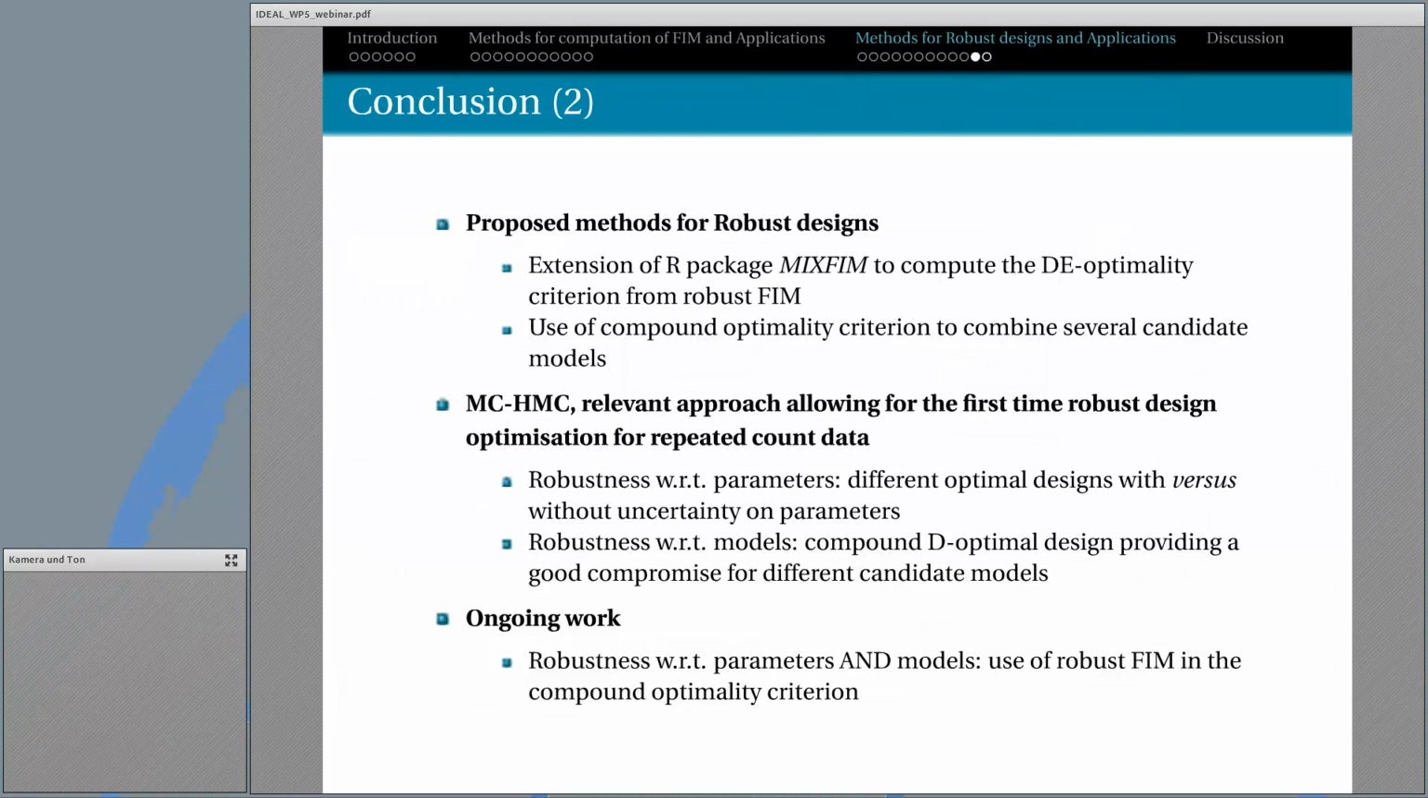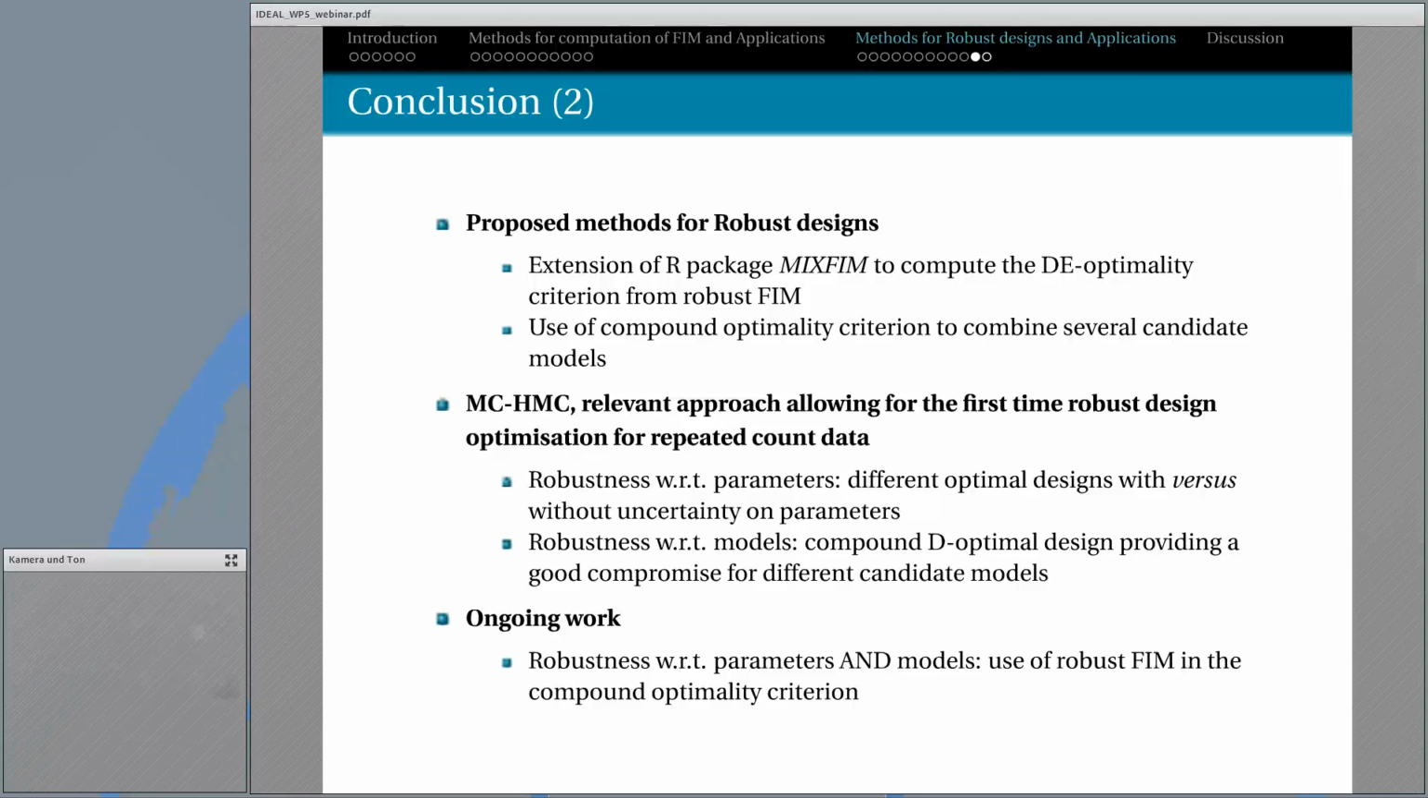So to conclude on this section, we've proposed methods for robust design for discrete longitudinal data models. We use an extension of the R package MixFIM to compute the ED optimality, or the determinant of the expected FIM across the values of the parameters. We also propose to use a compound optimality criterion to combine several candidate models. We find very interesting results, so we really think that MC-HMC is a relevant approach, and we have allowed for the first time to compute robust design for repeated count data.